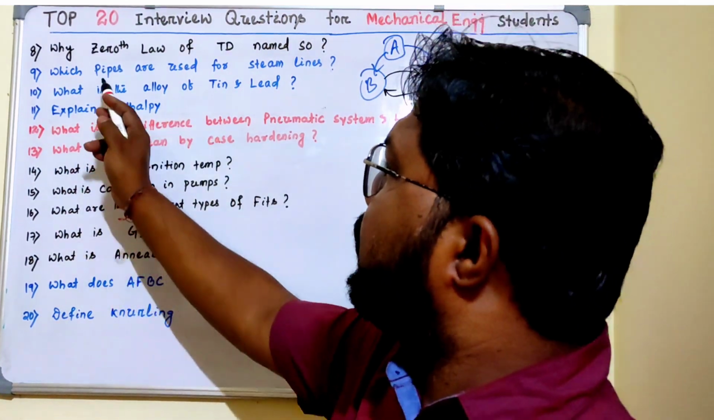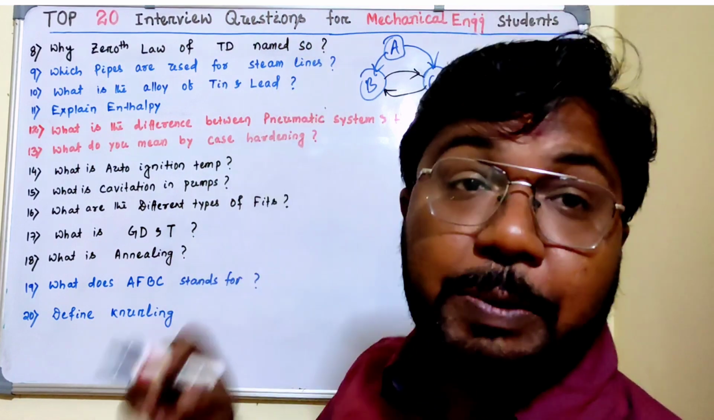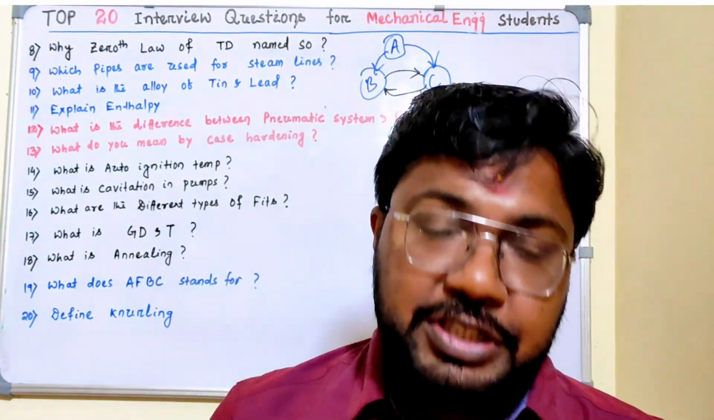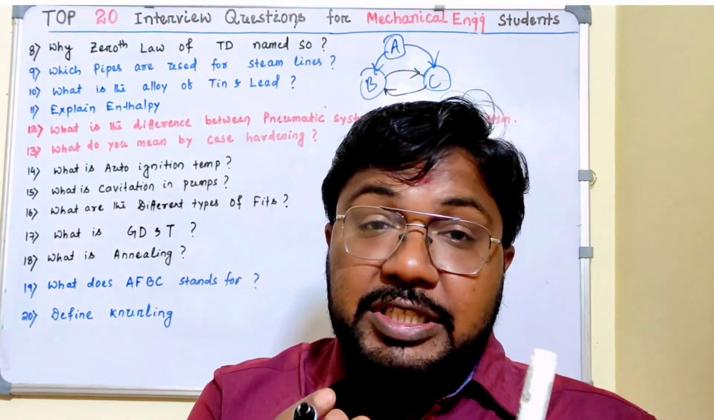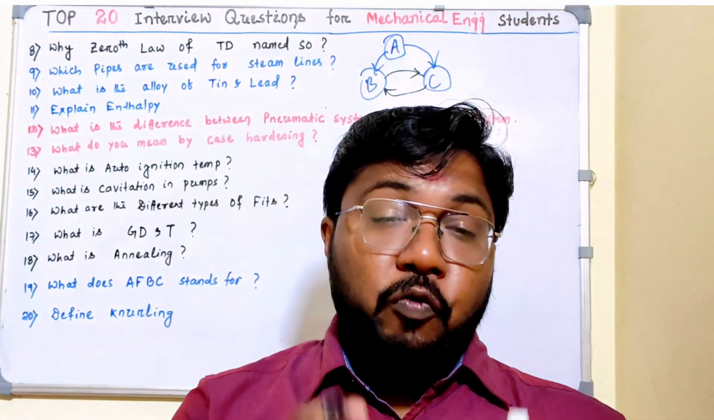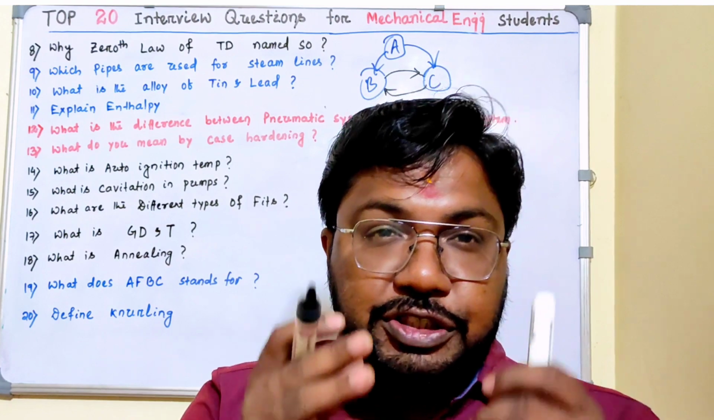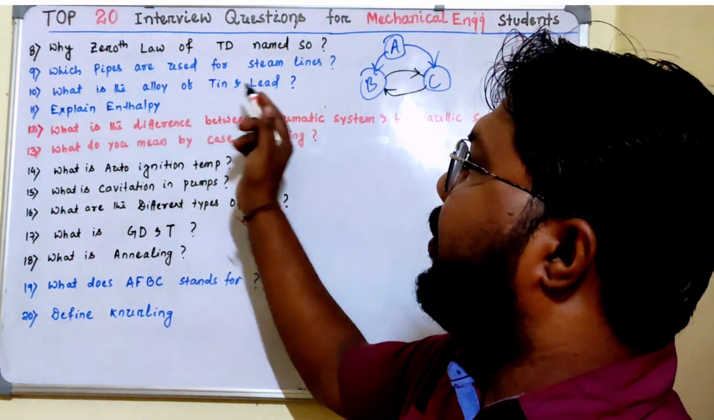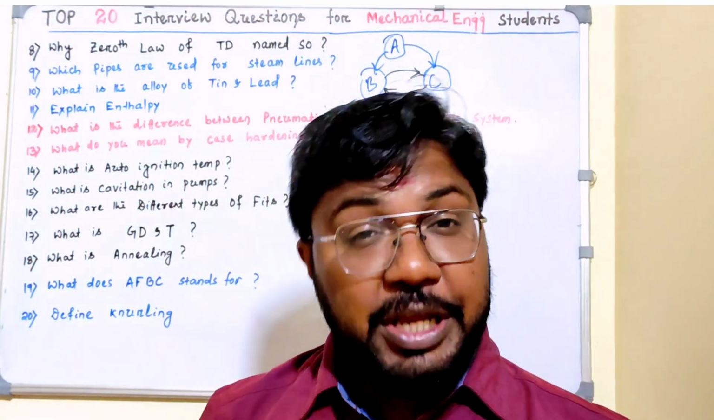Okay, next question. Which pipes are used for steam lines? Steel pipes which will not rust, and which are welded. Welding is a permanent joint and the strength of welding is very high. So steel pipes with welded joints are used in case of steam lines.